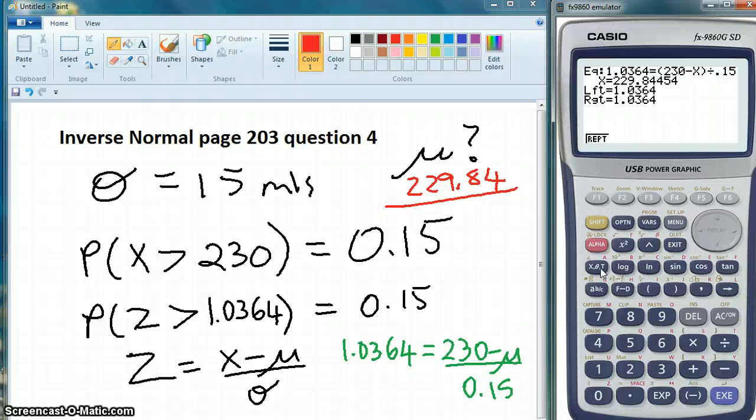Now we need to put it in context. What's that 229.84 mean? It's in mils. Now think carefully about rounding by going back to the question and deciding which way to round it, because you've got to be quite careful on that. Or you could just leave it like that and put mils.